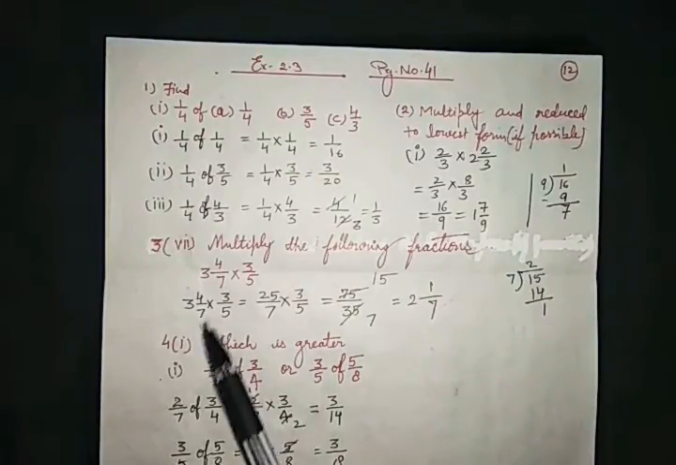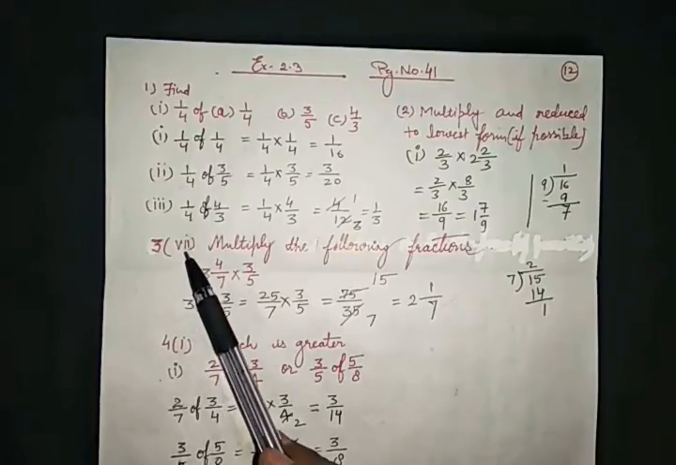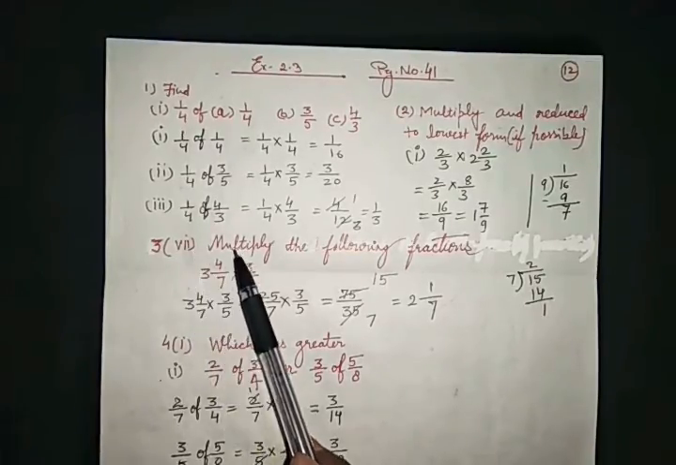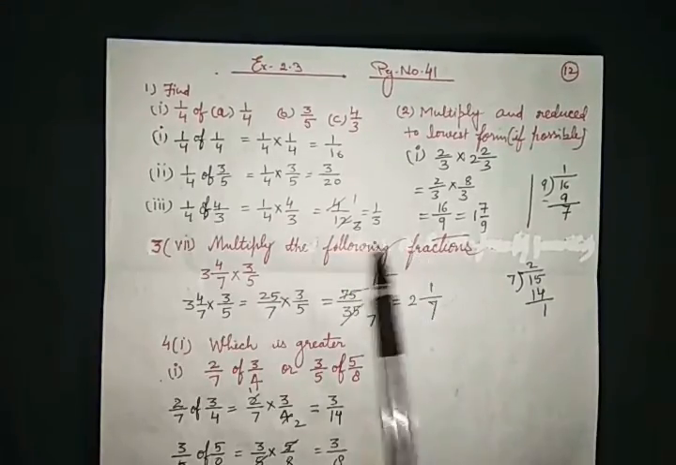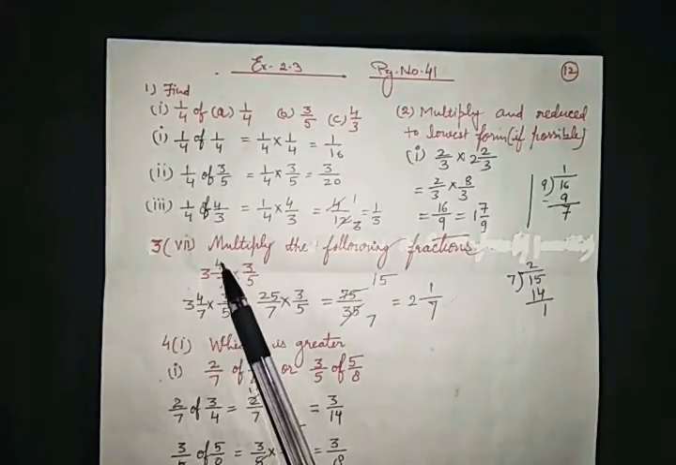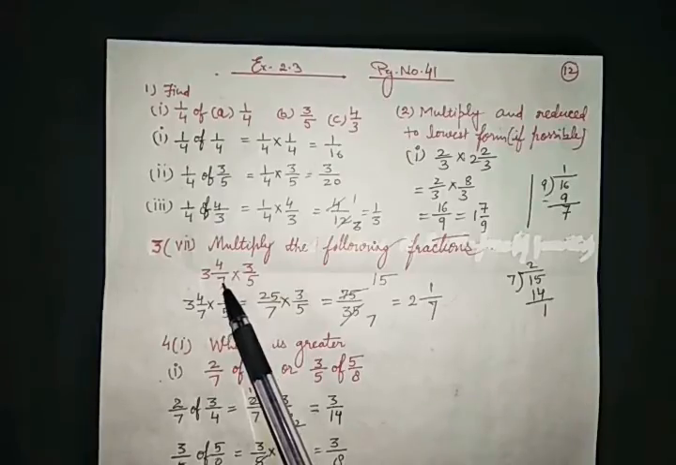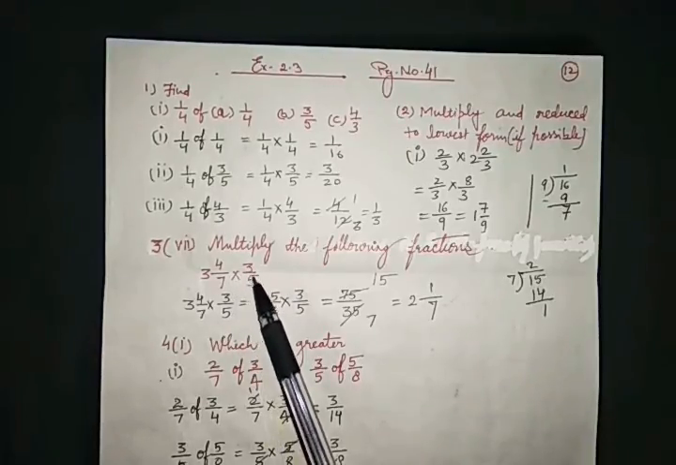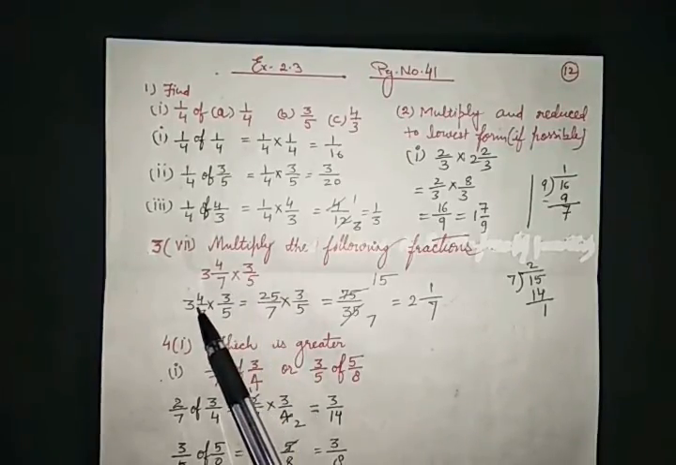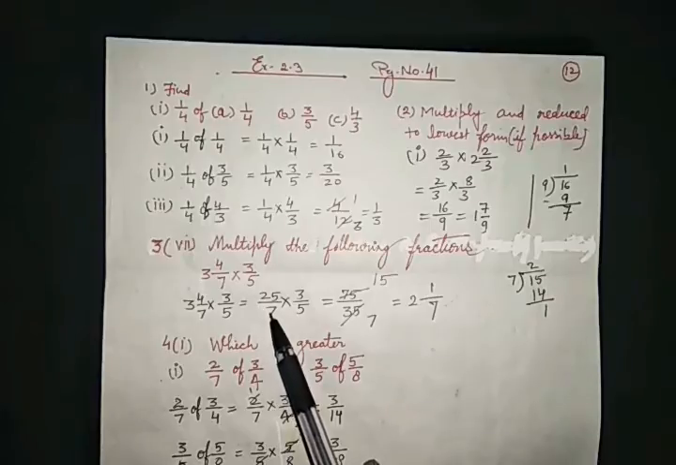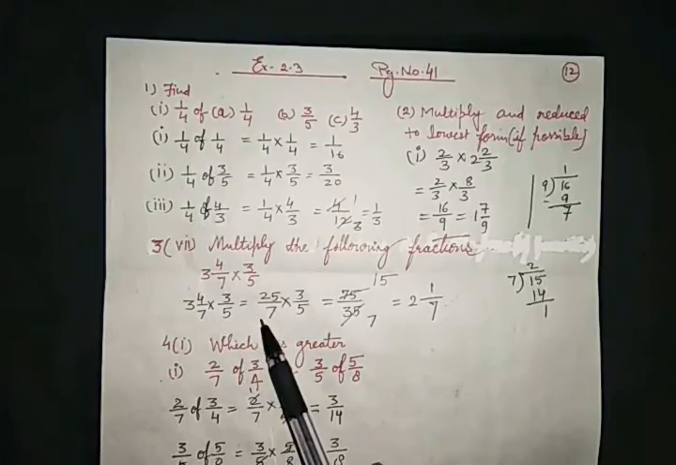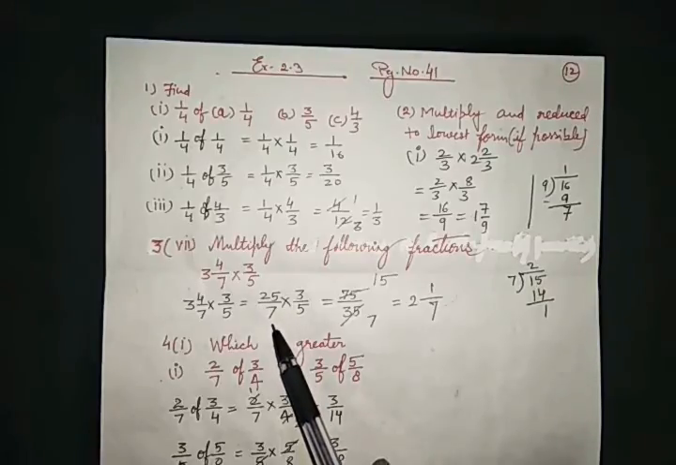Now you see question number 3, seventh part. Multiply the following fractions. Into 3 upon 5. 3 whole 4 upon 7 is a mixed fraction. In the next step we will write it as an improper fraction. The fraction will be 25 upon 7.